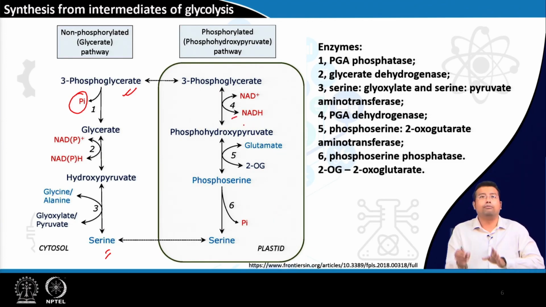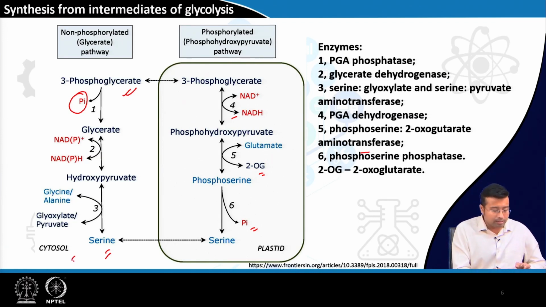So, first dehydrogenase acts on it, second transaminase acts on it, and again ultimately the phosphate group is removed by phosphatase. So, in this pathway phosphate is removed first, in this pathway phosphate is removed later, but the core mechanism remains the same, dehydrogenation followed by transamination. OG stands for oxoglutarate, which is nothing but alpha ketoglutarate. 2-oxoglutarate is alpha ketoglutarate. So, this is occurring in the cytoplasm and this is occurring in the chloroplast in plants, right.